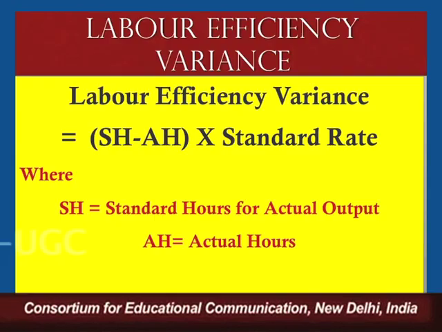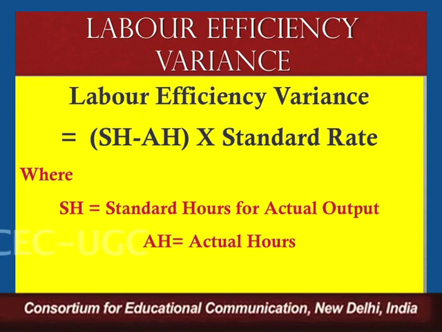So standard hour minus actual hour into standard rate. If there is some variance between the standard hour and actual hour, suppose the worker is supposed to take 10 hours to produce 1 unit, and if my worker is taking more than that, that is 12 hours or 15 hours, there are chances of having labor efficiency variance, and for this only we apply this formula. So the formula is standard hour minus actual hour into standard rate.